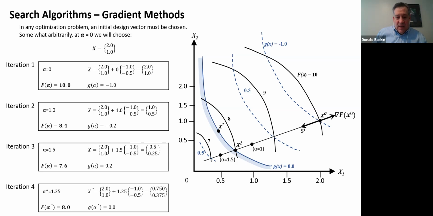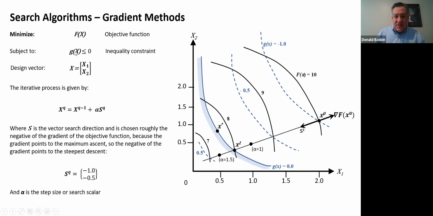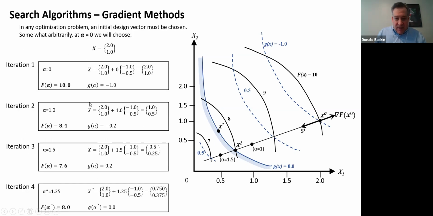Okay, and then let's say we take another alpha. We go alpha equals 1.5. So we step 1.5 units in that direction of the s vector. We plug that into this equation here, and we get 0.5 and 0.25. We calculate out f of alpha, and whoopee, it's even lower. That's good news. The bad news is that when we calculate g of alpha at alpha equals 1.5, we get 0.2. So as it turns out, we actually blew past this constraint right here. That's a problem. So now we've got to dial back.